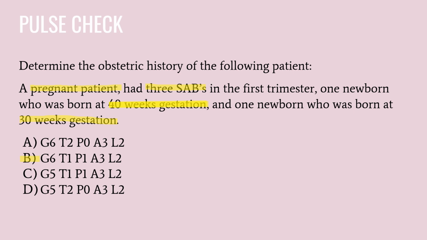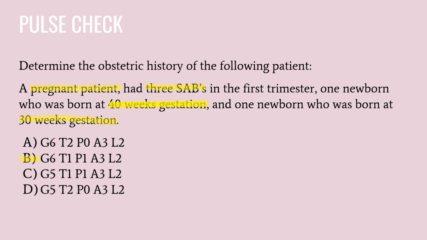Why? The patient has had 6 total pregnancies. That's your gravida. And remember, that includes the current pregnancy, even though the baby has not been born yet. The patient has had one term delivery. Here you see it's at 40 weeks gestation. Remember, term is 37 weeks and beyond.